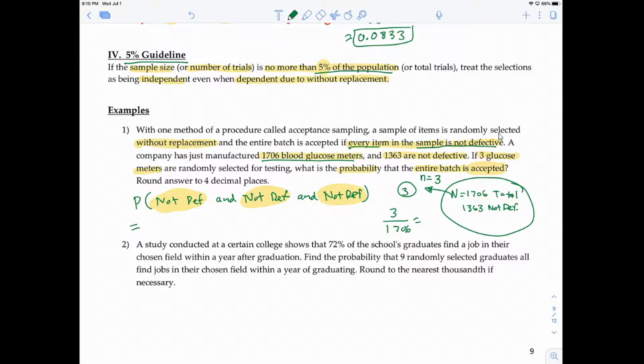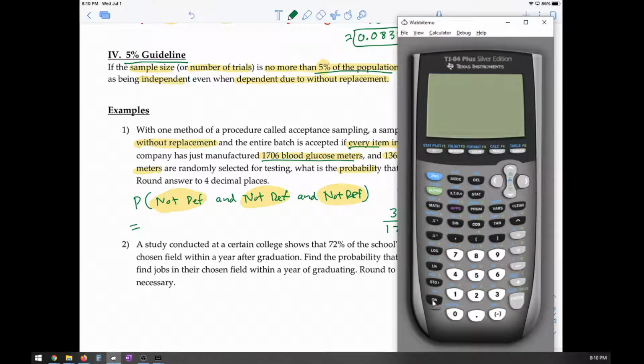All right, so that's going to be 3 divided by 1706. And as a percentage, we multiply by 100 to get the percentage. This is approximately 0.18%, which is definitely less than 5%.